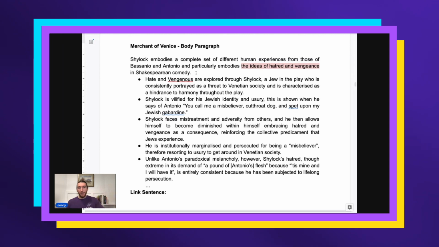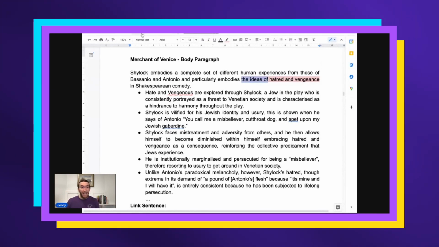I know there are ideas in all of the texts. That's why you're doing an essay on it. You don't need to tell me the ideas. You just need to tell me what they are. So really what you wanted to say there was it embodies hatred and vengeance. So the first step is don't use words like themes, ideas. Just tell me what they are.